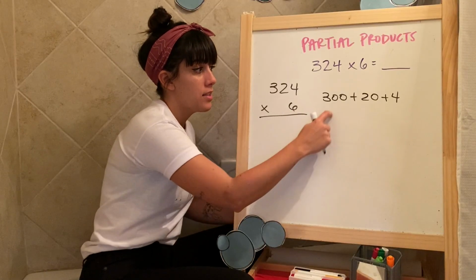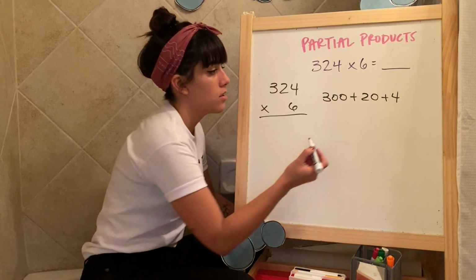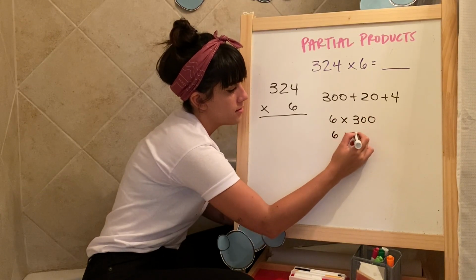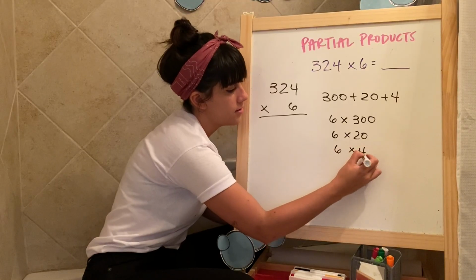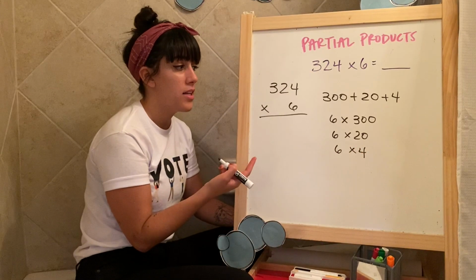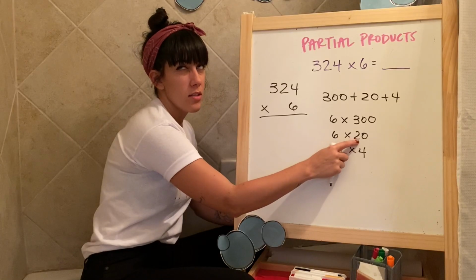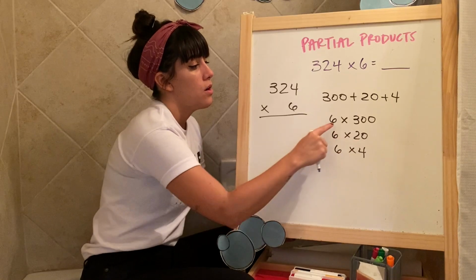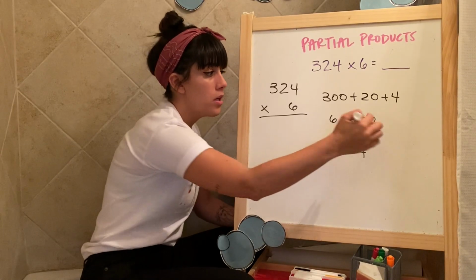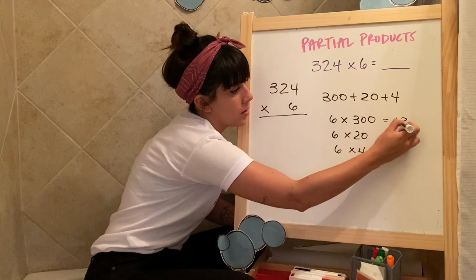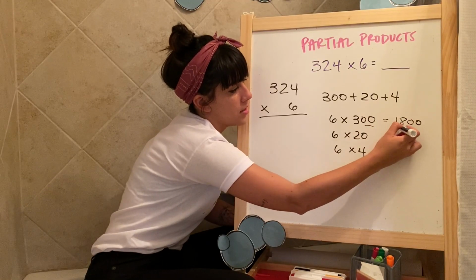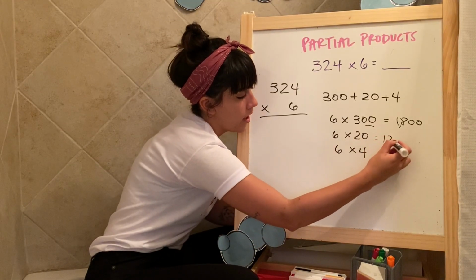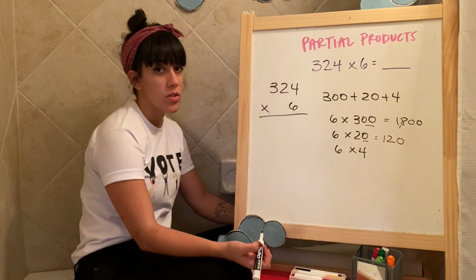Then I'm going to multiply 6 times each one. That breaks it down easier. So I have 6 times 300, 6 times 20, and 6 times 4. This is way easier to break down because anything times the tens place or the hundreds place, you're just multiplying that first number and then adding that amount of zeros. So 6 times 3, that's an easy one, would be 18 plus the 2 zeros. So that comes out to 1,800. 6 times 2 is 12 plus the 0. So that turns into 120.